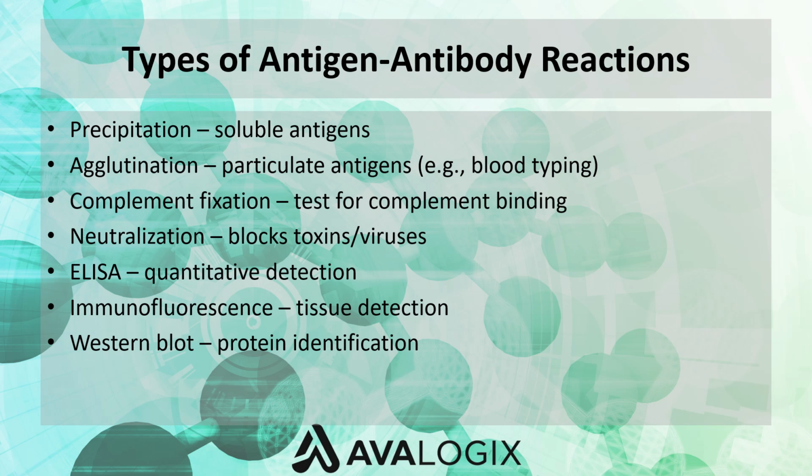Neutralization. This refers to antibodies blocking the biological activity of a toxin or virus. Vaccines aim to stimulate such antibodies. ELISA, enzyme-linked immunosorbent assay, widely used to detect either antibodies or antigens in a sample. We'll cover this in more depth. Immunofluorescence, fluorescent-labeled antibodies used for detection in tissues or cells under a microscope. Western blotting combines gel electrophoresis with antibody detection to identify proteins, used for confirmatory HIV testing.